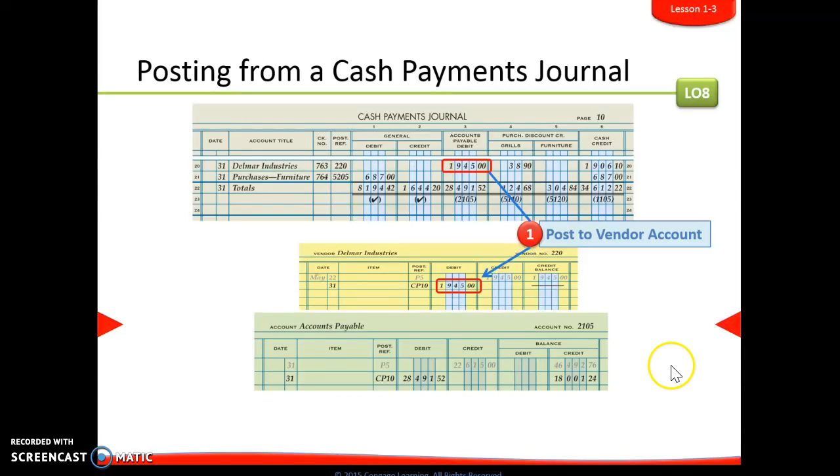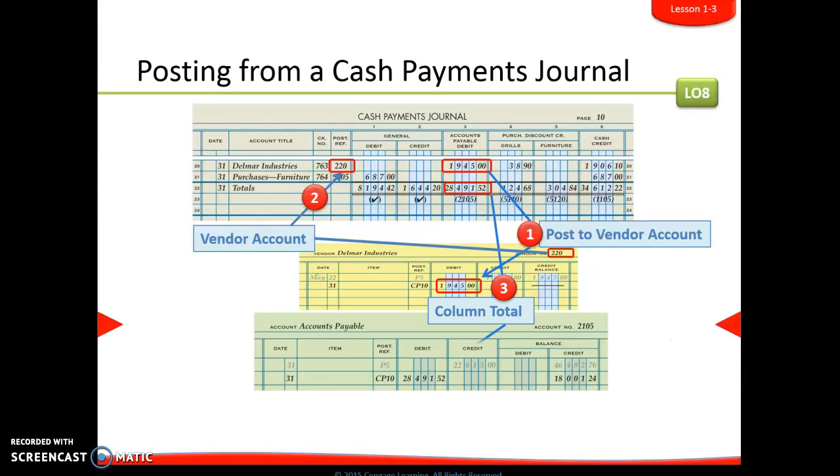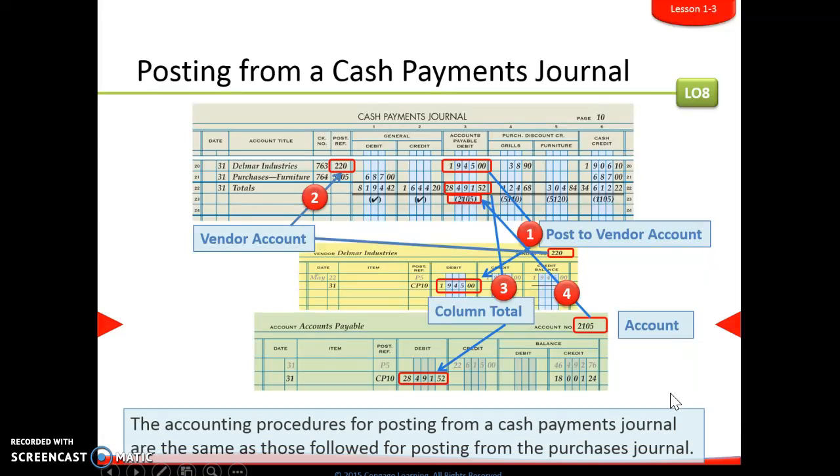Next, they're showing us our posting. So here we're posting to our vendor first. Remember, if we have a vendor name here, that always goes with our accounts payable. Okay, so we're going to post a debit to Delmer Industries and find our new balance. In this case, we paid that account off, and then our account number goes back up to our post reference. Okay, we also are going to post the debit total of accounts payable to that accounts payable account. So here we have the total amount being posted as a debit. We find our new balance, and then that account number goes up underneath our total.